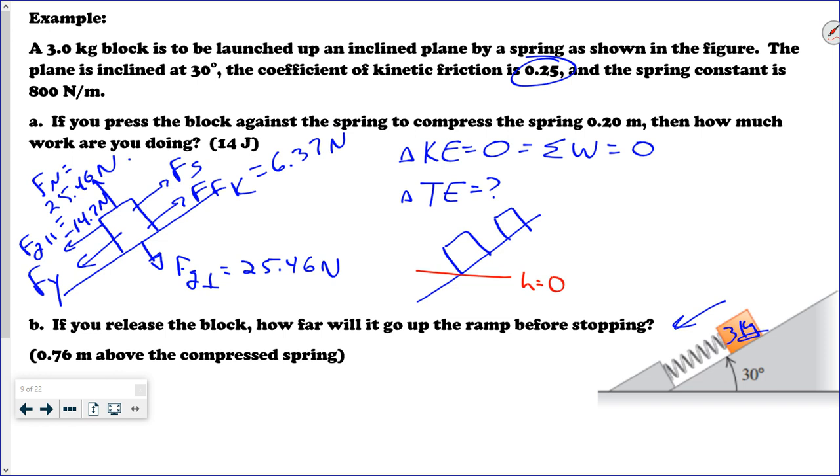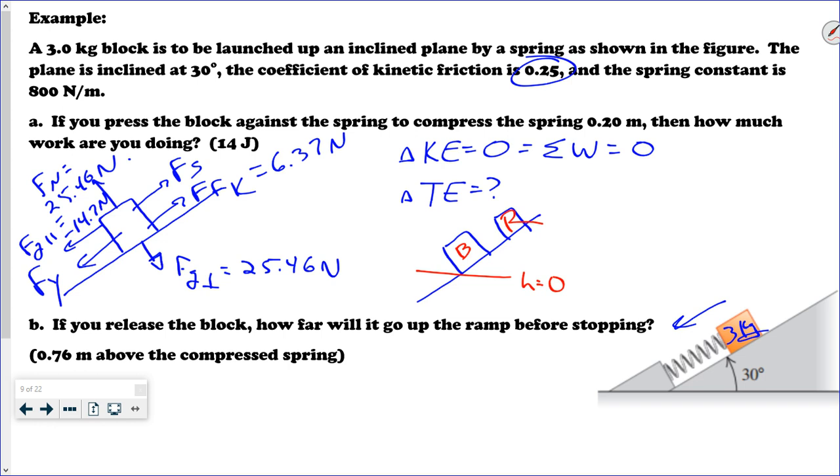Let's call this point B for bottom, and we'll call this point S for start. Actually, I don't want to use S because I'm going to use R for relaxed, because the spring is relaxed. There we go. I had R in my notes. I couldn't figure out why I used R.